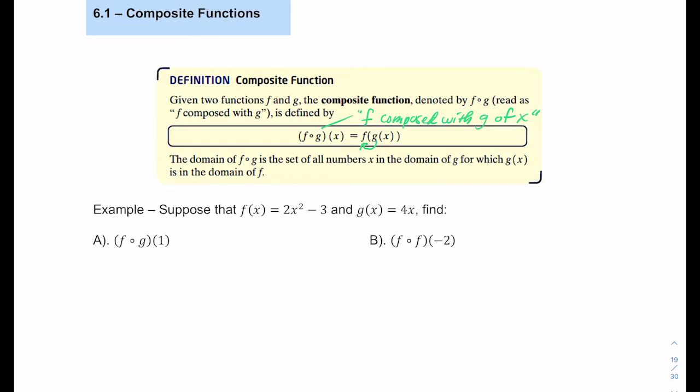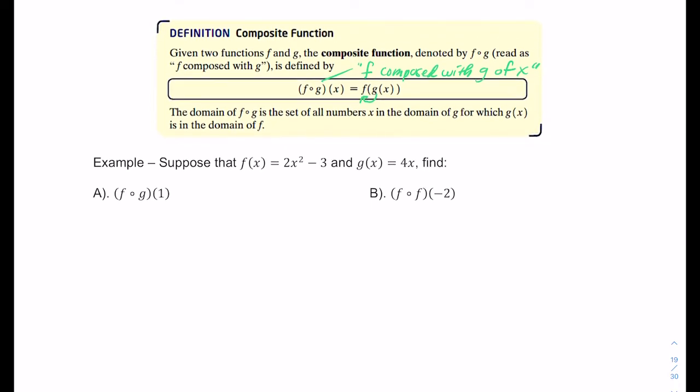So let's say we have a function f of x equals 2x squared minus 3 and g of x equals 4x. And we need to find f composed with g of 1. So that just means I need to find f of g of 1. So I'm going to work with g of 1 first. We're going to work inner to outer. So g of 1 just means you're going to take the function g of x and evaluate it at x equals 1. So all I'm going to do is replace the x with the 1, and 4 times 1 is 4. So g of 1 is 4.